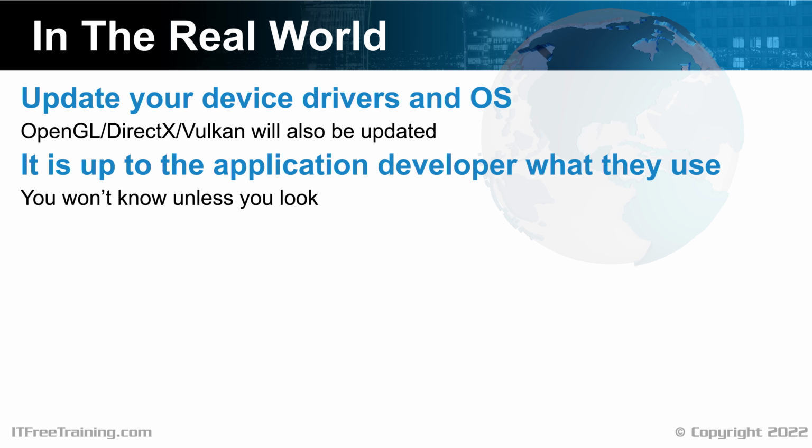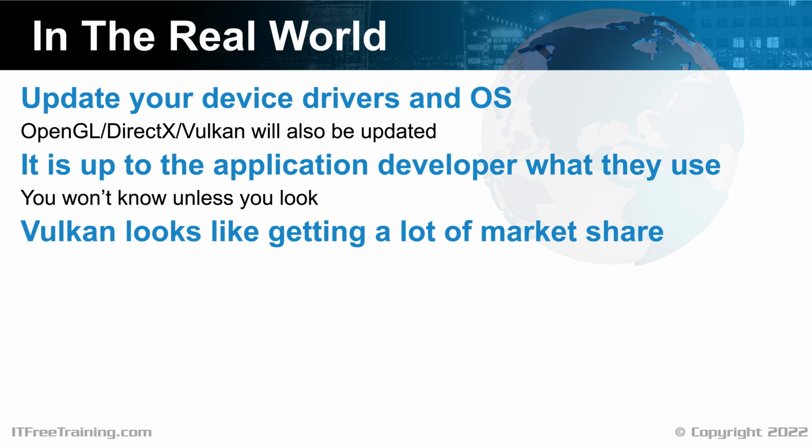Unless you go looking, you probably won't know which one they are using. Different APIs will give different results. However, if the developer has not programmed support for that API, then it won't be able to use it. At present, it looks like Vulkan is starting to get a lot of market share, at least for the moment. What happens from here will ultimately depend on which API can provide the best performance and features. If one of the APIs starts getting better than the others, developers may make the decision to switch to that API to get better results.